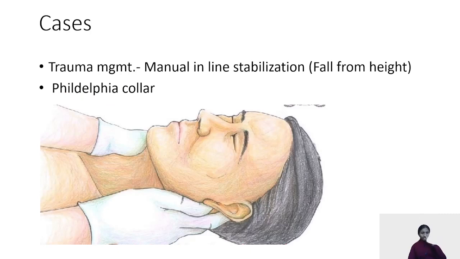Now, lastly, we'll come to certain case scenarios. Suppose you get a case of trauma. A 25-year-old has fallen from a height. What will be the next step of management, or how are you going to intubate or secure the airway in this patient? Please remember, when it is clearly mentioned that it is trauma, then we assume that a cervical spine injury could be present until and unless it has been ruled out.